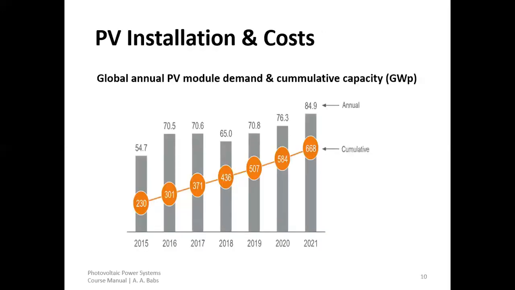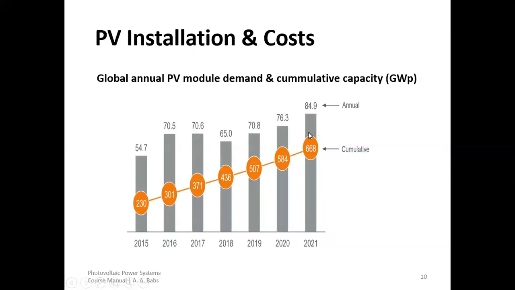So on this graph, you will find global annual PV module demand and cumulative capacity from 2015. You know, the first graph I showed you was from 2005 to 2015. So from 2015 to 2021, this is exactly what we have. In 2015, 54.7 was added. In 2016, 70.5 was added. In 2017, 70 was added, right up to 2021, where we have a projection of 84.9, 85 is the projection, okay?